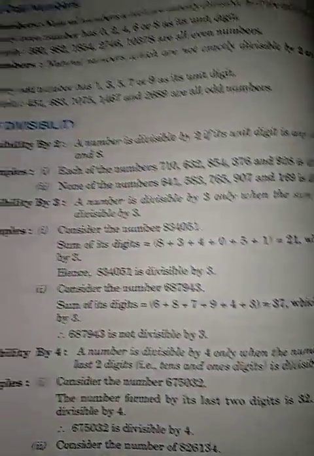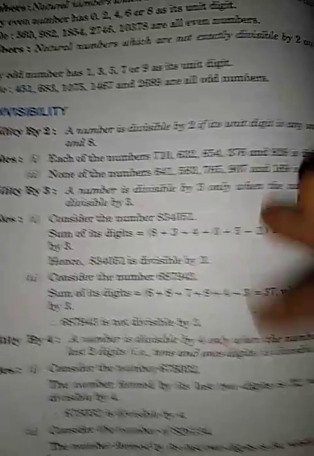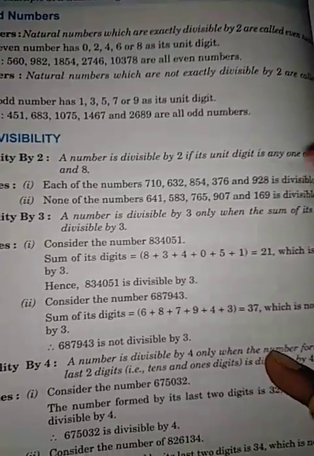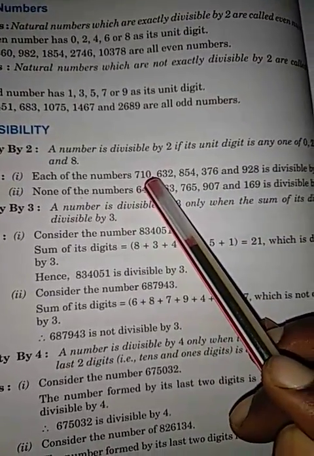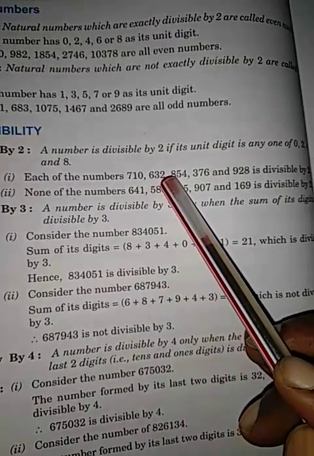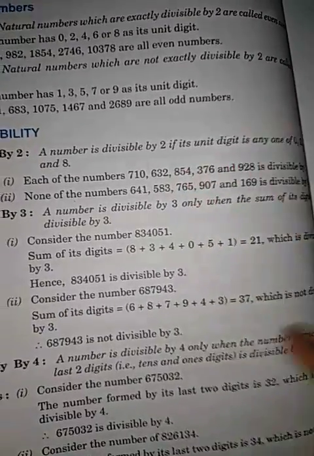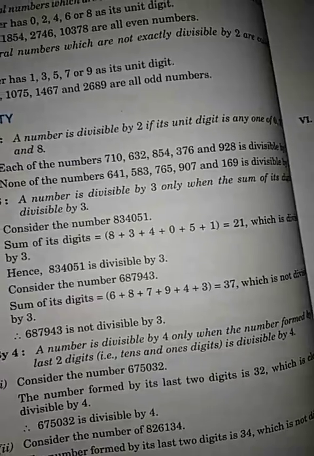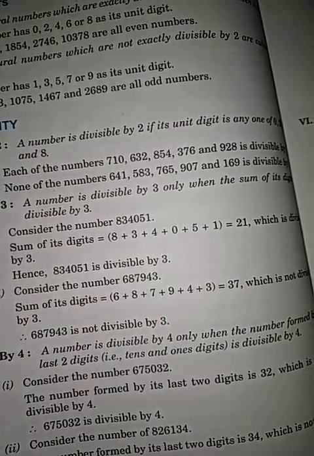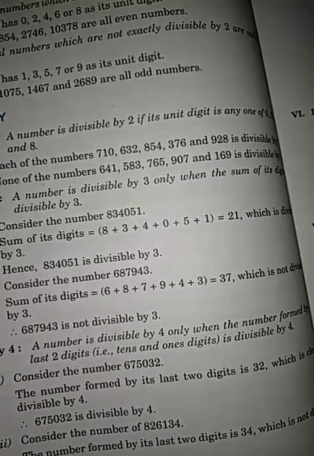Test of divisibility. Divisibility by 2. A number is divisible by 2 if its unit digit is any one of 0, 2, 4, 6 and 8. For example, 710, its unit digit is 0, so it is divisible by 2. 632, its unit digit is 2, it is also divisible by 2. 854, its unit digit is 4, so it is divisible by 2. So any number which contains 0, 2, 4, 6, 8 in its unit place is divisible by 2.